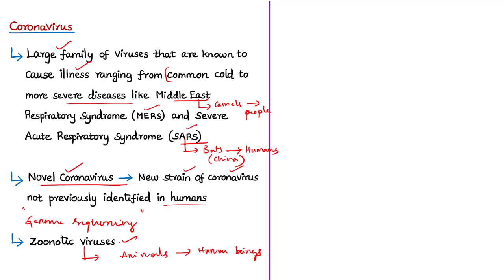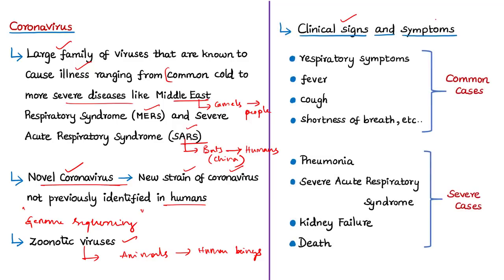Now, let us see the clinical signs and symptoms of this coronavirus in human beings. Common signs of this viral infection include respiratory symptoms, fever, cough, shortness of breath and breathing difficulties, etc. Even in more severe cases, the viral infection can cause pneumonia, severe acute respiratory syndrome, kidney failure, and it can even lead to death of human beings. When China reported the outbreak of this virus, many people were suffering from pneumonia and few people were also experiencing difficulty in breathing. It was also reported that two people had died so far due to this viral infection. So this is about clinical signs and symptoms of novel coronavirus.